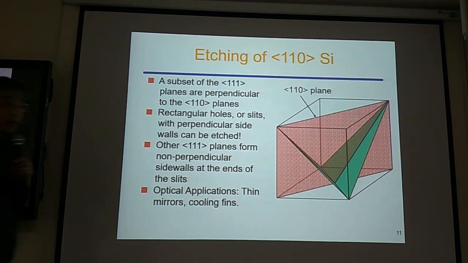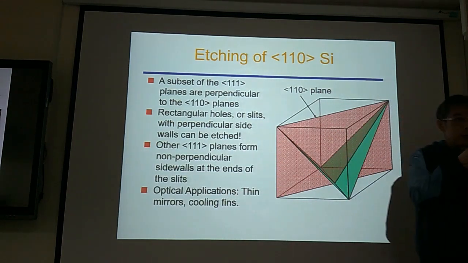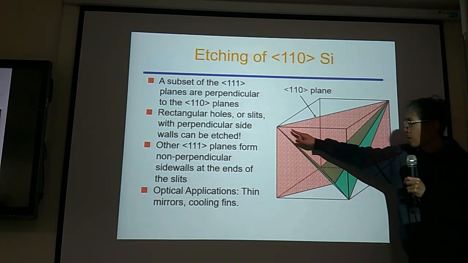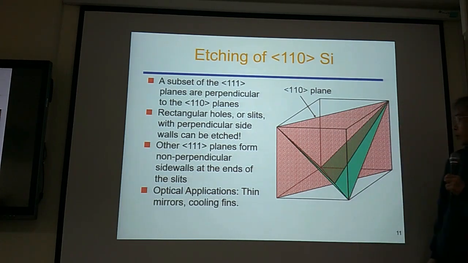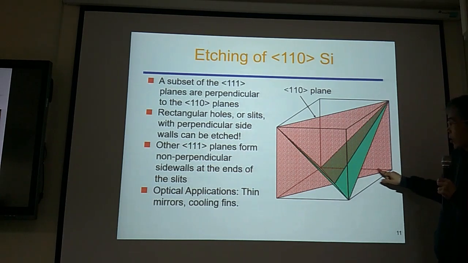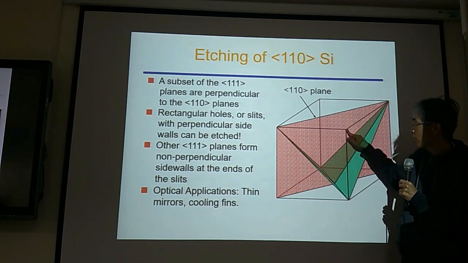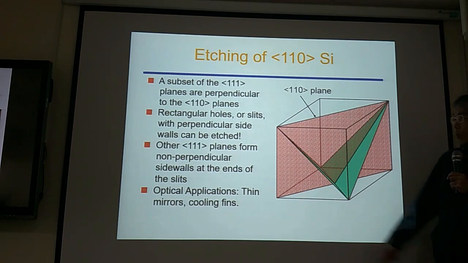Okay, we mentioned the 110 plane. See the 110 plane. If this is the x coordinate, this is the y coordinate, this is the z coordinate, the normal vector, say this vector, is 110. Okay? So this is the 110 plane.